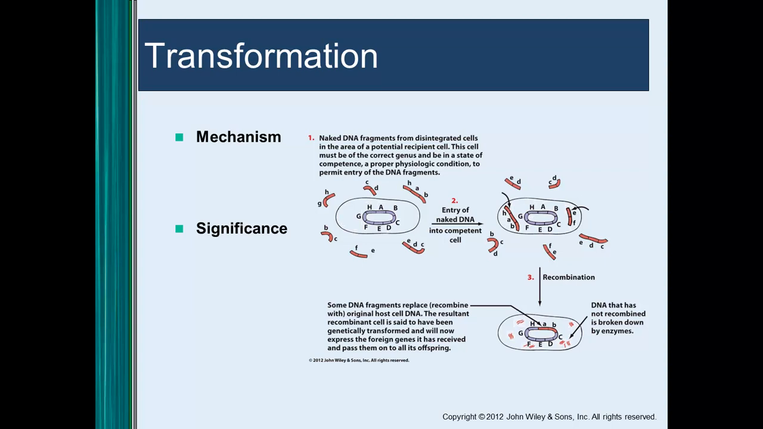Now, although transformation has been observed mainly in the lab, it does also occur in nature, and it probably follows what happens during the breakdown of dead organisms in an environment where live ones of the same or closely related species are present. However, the degree to which transformation contributes to the genetic diversity of organisms in nature is still not fully understood.